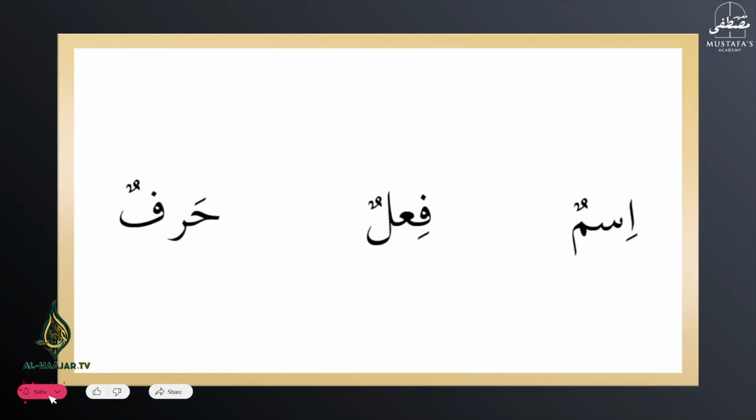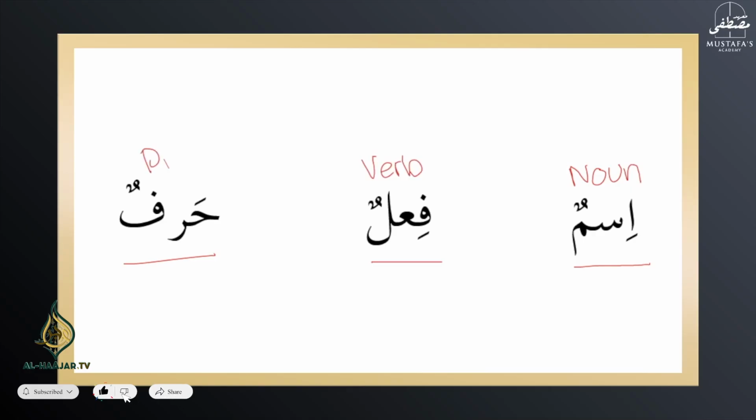And they are, if you look carefully, al-ismu, wal-fi'lu, wal-harfu. Let's repeat this together. Ismun, fi'lun, harfun. They're either nouns, or verbs, or prepositions. Now this ism is what we call noun. Fi'lun is what we call verb. And harfun is what we call preposition. In simple terms, we call this preposition.